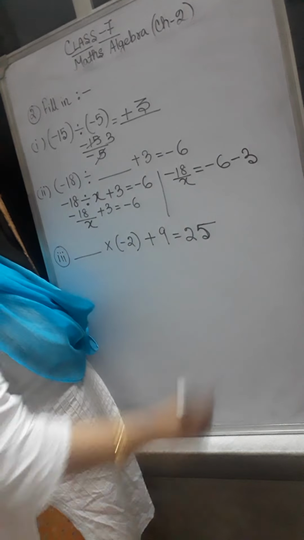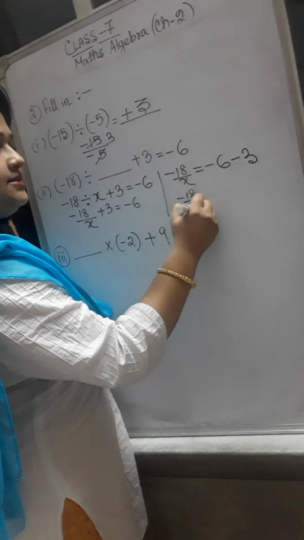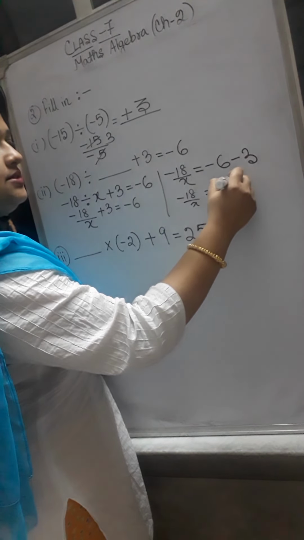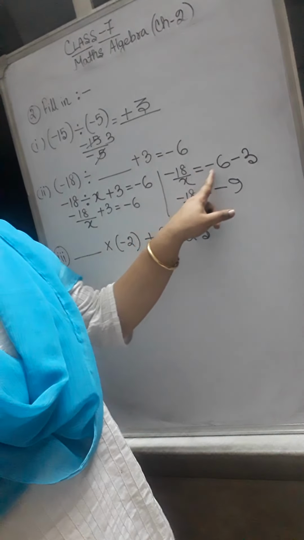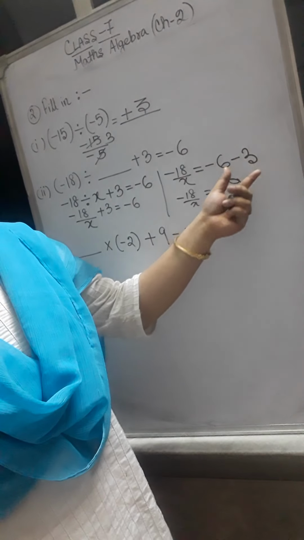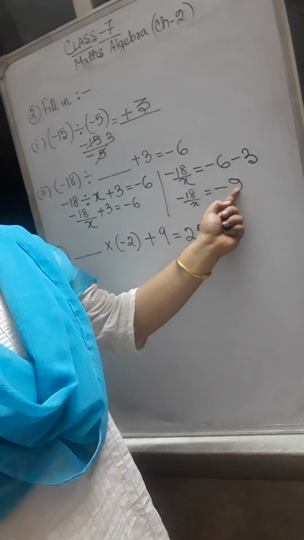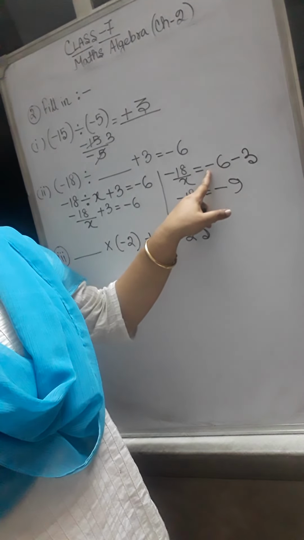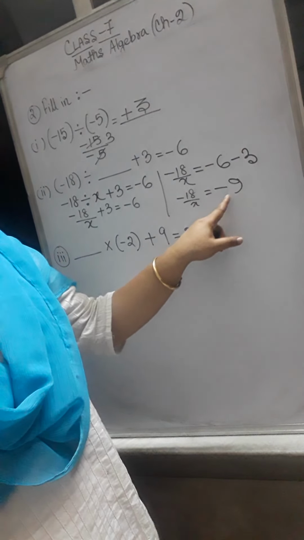So what is the result? Minus 18 by x is equal to minus 9. Why have I directly written minus 9? Because when you have the same sign, you add the numbers. 6 plus 3 gives you 9. And the sign of the greater number is minus. So we have put minus.